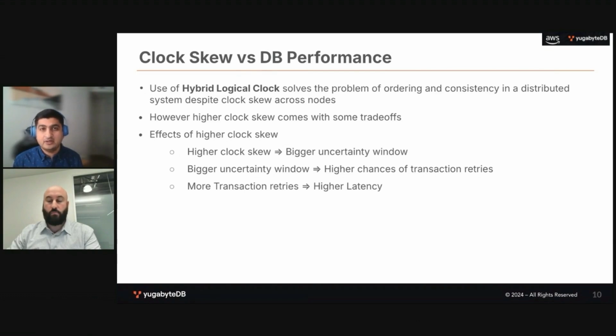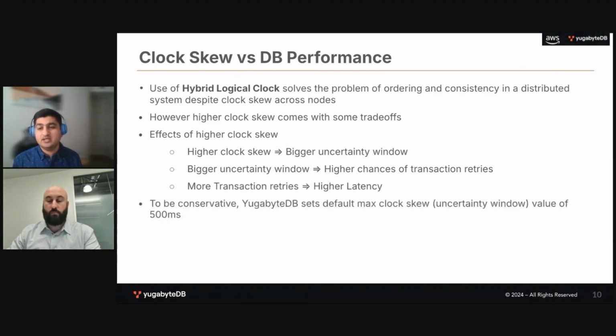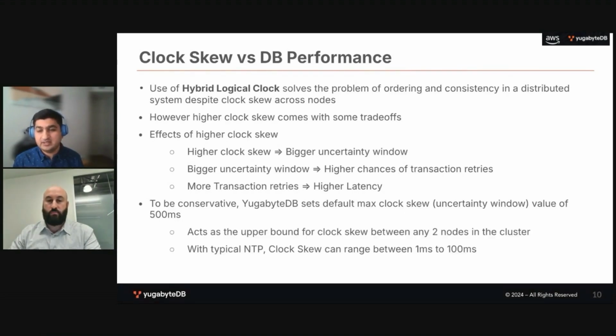By default, YugabyteDB uses a conservative value of max clock skew. This is the maximum clock skew between any two nodes in the YugabyteDB cluster. The default value is set to 500 milliseconds. And this is the upper bound. This is not necessarily the clock skew that you see between two nodes at any given point, but this is the maximum value that we allow. And with typical NTP, this can be anywhere in the range of 1 millisecond to 100 milliseconds. So this is really a conservative value.